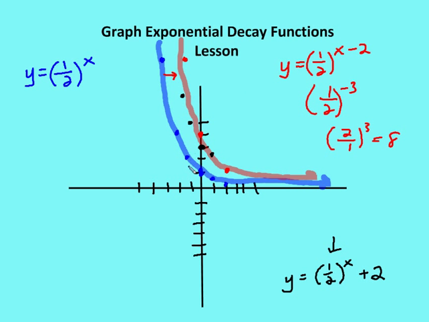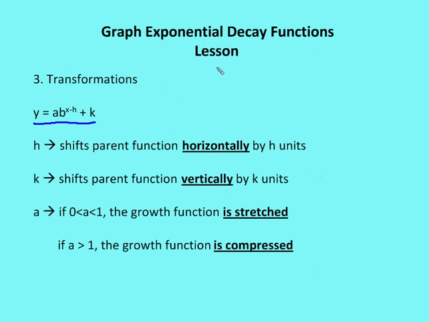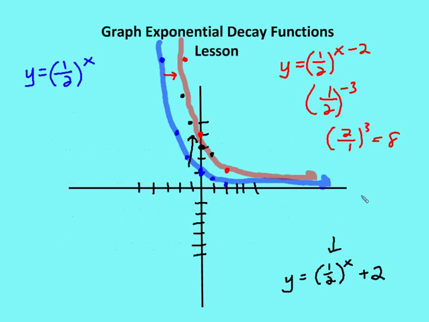Okay, so now I've shifted my graph up 2 units. And that holds true, again, if we take a look at the transformations, plus k. I have plus 2 as a shift. Let me go ahead and graph that function.